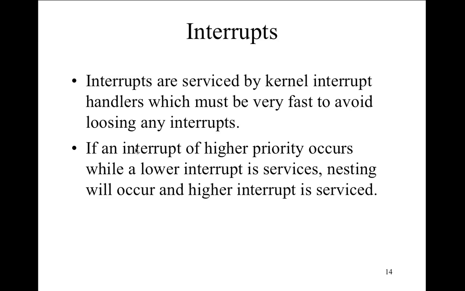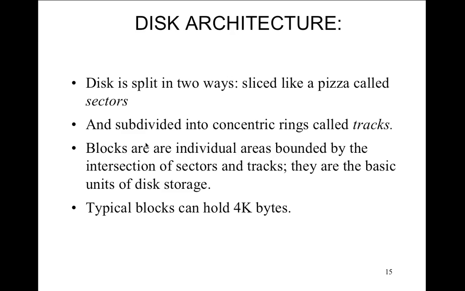So in terms of the interrupt, they're serviced by the kernel, and we have what's called interrupt handlers that must be fast to avoid losing any of the interrupts. If an interrupt of a higher priority occurs while a lower interrupt is servicing, nesting will occur, and the higher interrupt is serviced first. So just because the lower stuff has got a chance to run, it may not necessarily run if something higher comes in. So it's really a queuing system, and then there's a check on the queue to see, is there an interrupt in there that should be running right now? If not, just continue processing what you're doing.